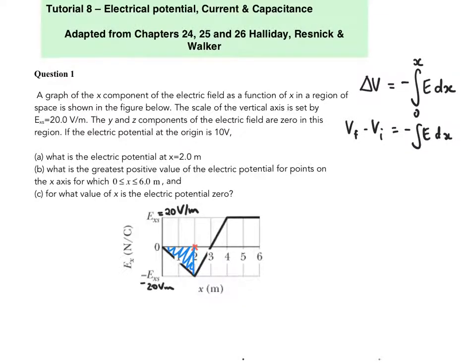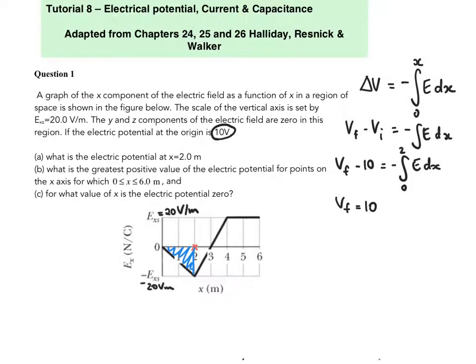So if we want to find the electric potential at 2 meters, we're trying to find Vf. Now we're told at the origin, so initially, it's 10 volts. So we can rewrite our equation saying Vf minus 10 equals basically the negative area under that curve between 0 and x equals 2.